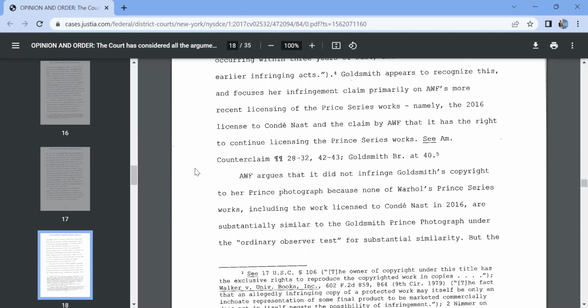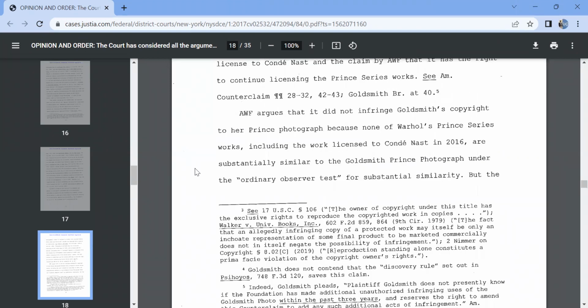That is the 2016 license to Condé Nast, which AF claimed it had the right to grant for the print series work. AF argued that this did not infringe Goldsmith's copyright in her photograph because none of the Warhol print series works, including the work licensed to Condé Nast in 2016, are substantially similar to the Goldsmith photograph under the ordinary observer test for substantial similarity.